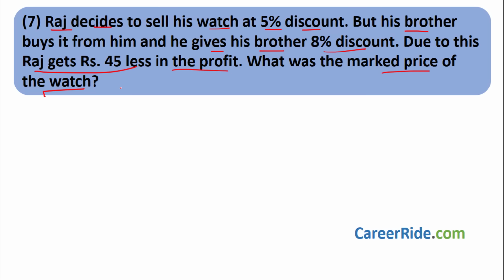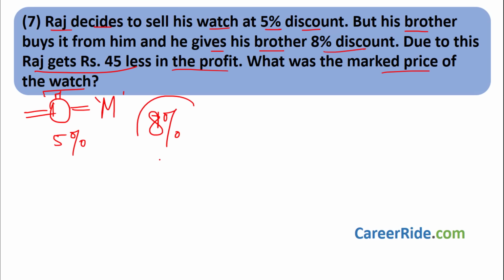Now over here what happens is that Raj wants to sell a watch. So let us assume that this is the watch, and the marked price for the watch is say M rupees. Now Raj decides to sell the watch at 5% discount, but his brother is buying the watch, because of which he gives 8% discount, that is 3% more. Because of this, Raj gets rupees 45 less in profit.